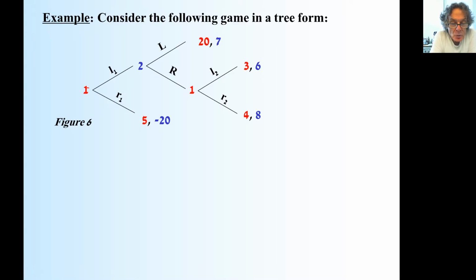However, if 1 decides to go left, then now 2 has 2 choices, to go left or to go right. If she goes left, then 1 is getting 20 and she gets 7. And if she goes right, then 1 again is called to play, and he can play left 2 or R2. If he goes left 2, he gets 3 and she gets 6. If he goes R2, he gets 4 and she gets 8. That's the game. And the question is, what will be the perfect, the sensible equilibrium of this game?